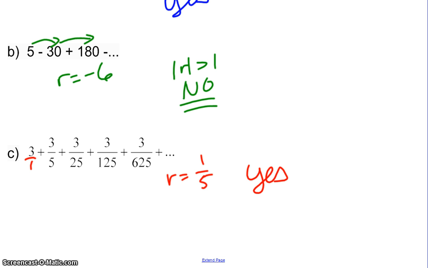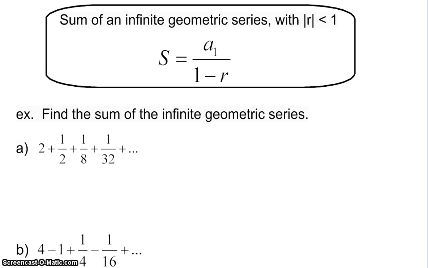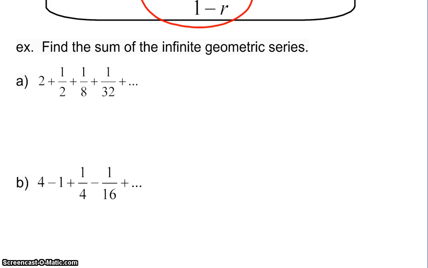So that's the first part, being able to check it. Once we are able to check this, if it has a sum, then all we have to do is plug it into the formula here. We need the first term and then divide it by 1 minus the ratio. And that is all we have to do in order to find the sum of the infinite geometric series, assuming that it has one. So we first have to find the ratio, determine if it has a sum, and then plug it in. So in this particular case, our first term is 2.